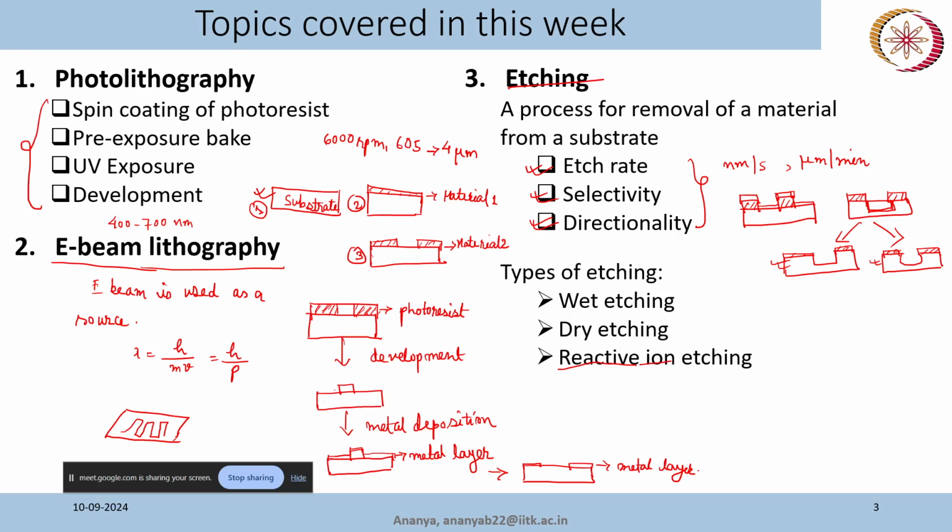So it's like a chemical etching, but you are also using a physical process because these reactive ions are usually accelerated at a high speed. It hits the substrate, so it also gives directionality in that way. So this is like a combination of both of these.